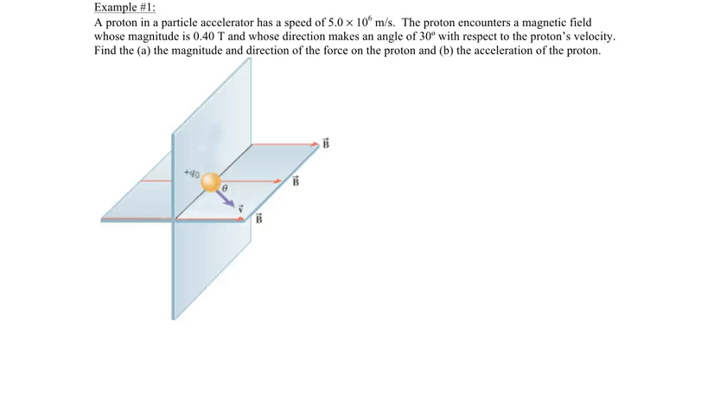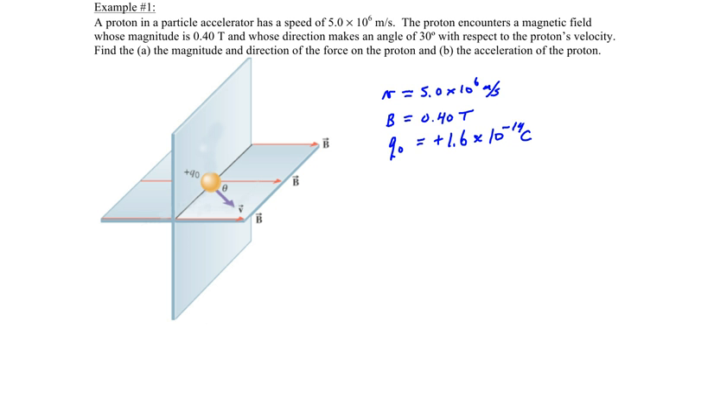In this example, we have a charged particle that is moving with a velocity of 5 times 10 to the power 6 meters per second in a magnetic field of 0.4 teslas. And we're told that the charged particle is a proton. A proton has a charge equal to that of an electron, but positive. So it's positive 1.6 times 10 to the power negative 19 coulombs.